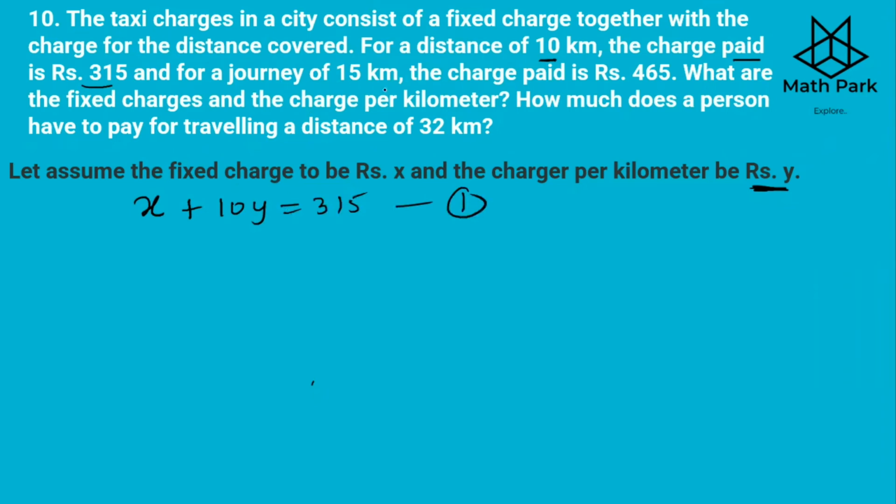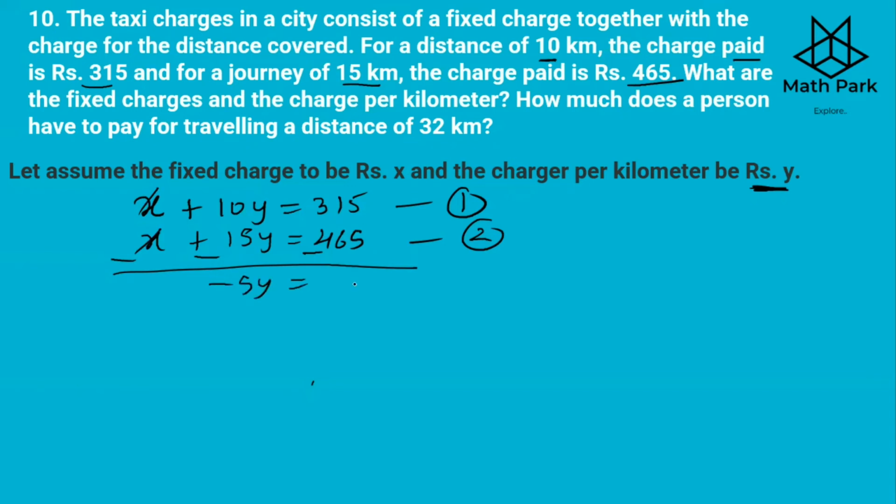Secondly, for a journey of 15 kilometer, the charge is rupees 465. So again, the fixed charge was X, and for 15 kilometer, it is going to be 15Y, and the charge paid was 465. This is our equation number 2. Let us solve these equations. So we'll have to subtract. On subtracting, X minus X is 0, and 10Y minus 15Y is minus 5Y. Subtract: 315 minus 465, we get minus 150.